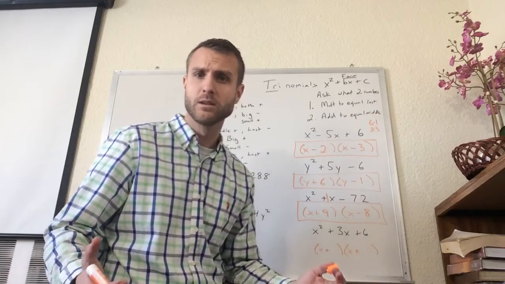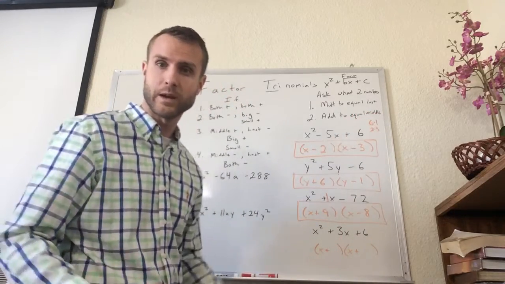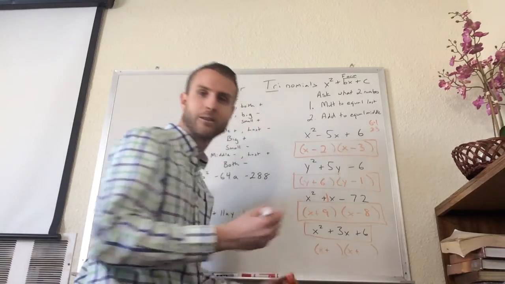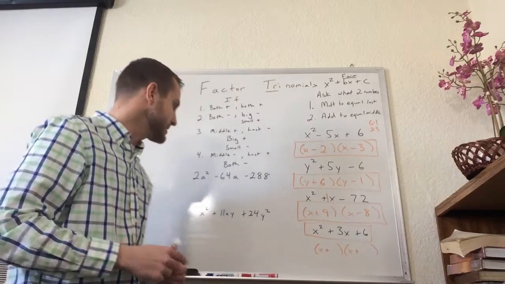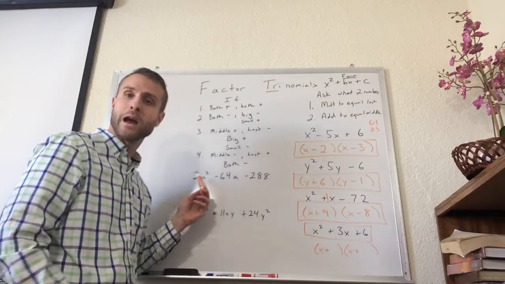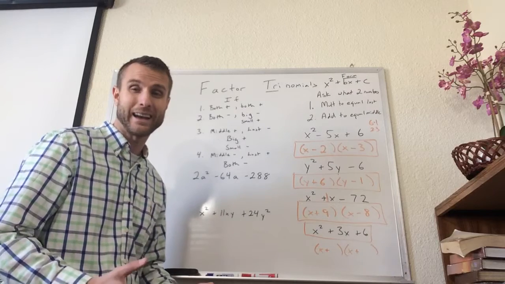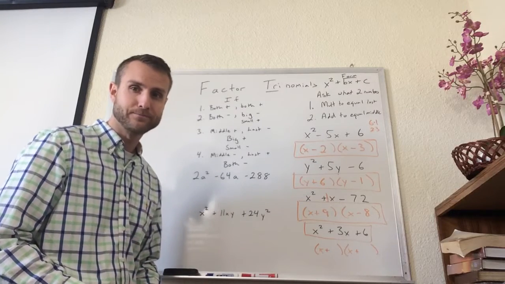So what do we do? Well, you can't factor it. So guess what? It's relatively prime. So this is my answer. I don't have to do anything else. Let's look over here. Now, anytime you have a number being multiplied by the variable that's being squared, I cannot factor that until I get rid of that.